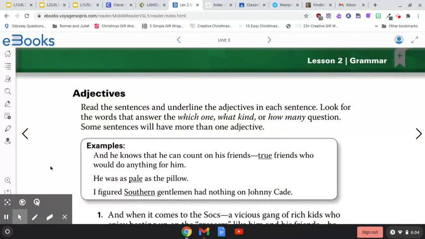Let's look at page 83 in the student books. Read the sentences and underline the adjectives in each sentence. Look for the words that answer the which one, what kind, or how many question. Some sentences will have more than one adjective.